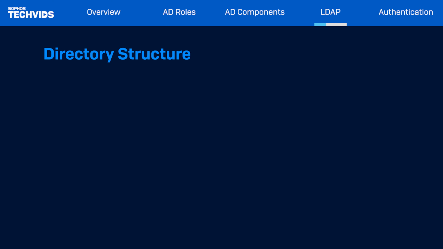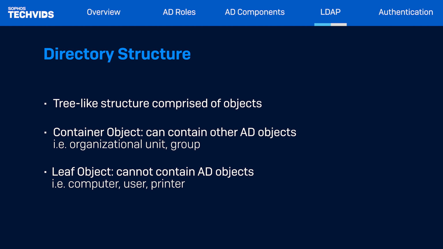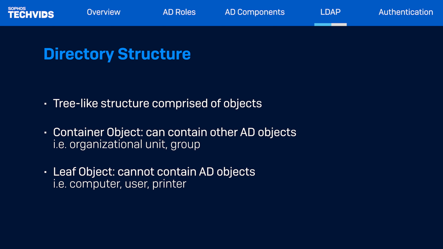When using an LDAP query, the directory has a tree-like structure. Within this structure, each entry is known as an object. There are 2 types of objects: container objects and leaf objects. Container objects are AD objects that contain other AD objects within them. Organizational units and groups are an example of this. Leaf objects are AD objects that cannot contain other objects within them. Computers, users, and printers are all examples of leaf objects.